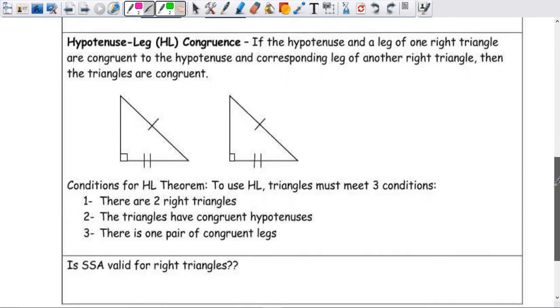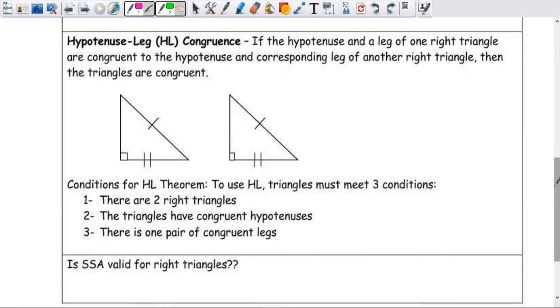called hypotenuse leg that only works for right triangles, because hypotenuse and a leg are only terms we use with right triangles. So it says if the hypotenuse and a leg of one right triangle are congruent to the hypotenuse and corresponding leg of another right triangle, then the triangles are congruent. Okay, so the conditions for HL, they must be two right triangles, and we know they are right triangles because of these 90-degree right angle boxes in the corner.